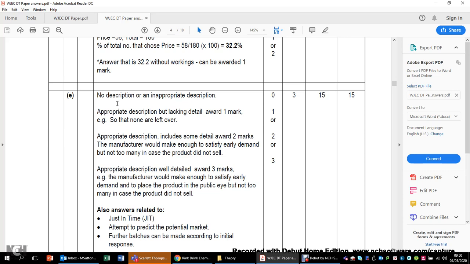Samples to go out and go, here's our new folding desk. Don't know why they chose that. It's such a boring product, but there you go. That's examiners for you. Appropriate description, well detailed, award 3 marks.